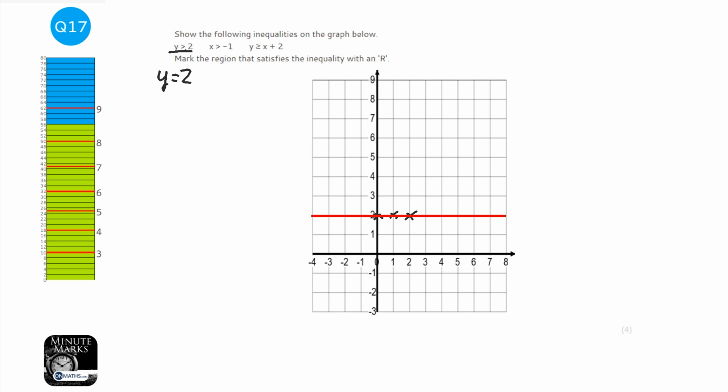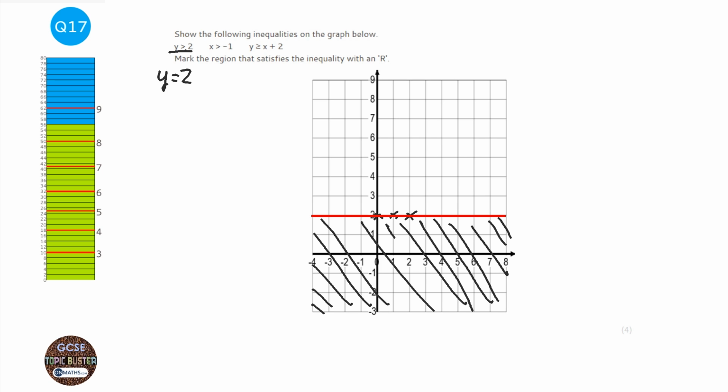Now, the inequality says y is greater than 2. So what I want to do is shade out the region that we're not looking at. So we're going to shade out this bottom region here because we don't want that. And some teachers say shade in the region you want, but it's a lot easier to see the region you want if you shade out everything else. Otherwise you're looking for overlapping regions. Okay, so that is done. So we can cross that off.